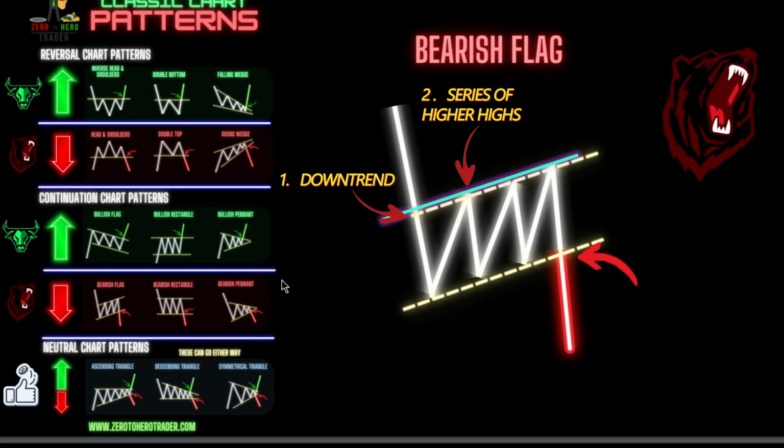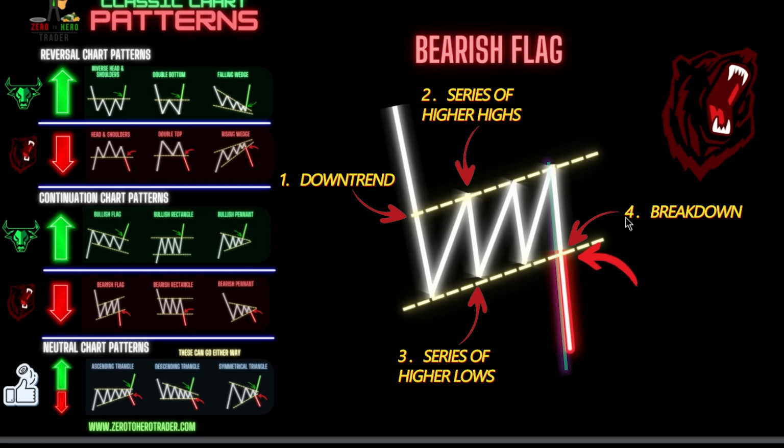Component number 2, we're going to be making this tight consolidation, but in this consolidation, it's going to be having a series of higher highs here. And as it's making these higher highs, it's going to be making our component number 3, a series of higher lows, forming this little upticking tight consolidation right here. So we've got the strong move down, and then we've just got this little wiggle right here of this tight consolidation that's moving slightly upwards. And then our component number 4, we are going to look for the breakdown below this lower trend line.